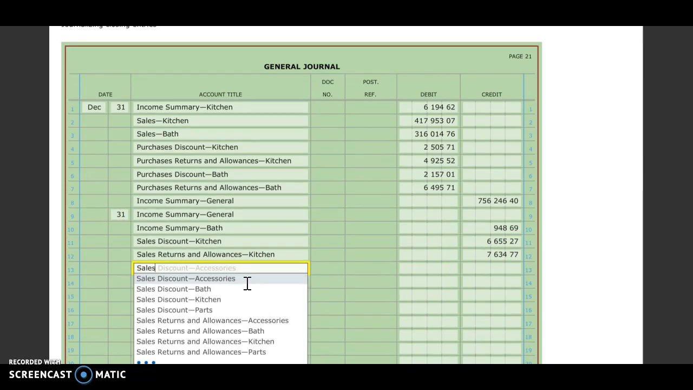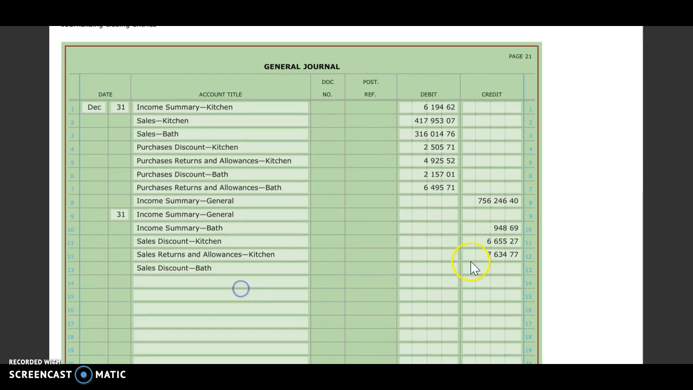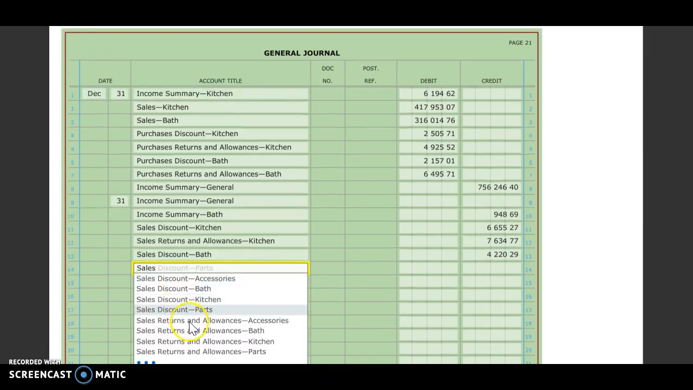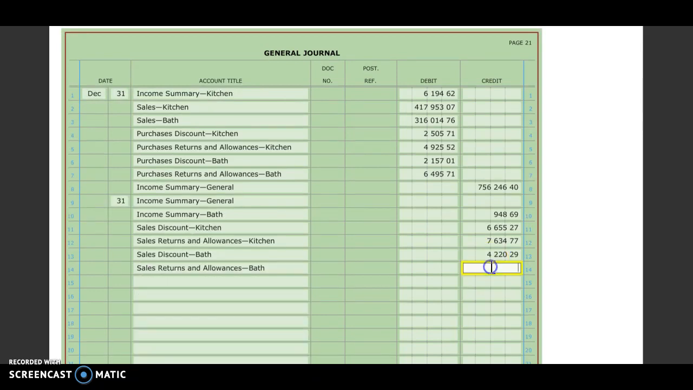Then I'm going to have sales discount bath, a credit of $4,220.29. Sales returns and allowances bath, a credit of $11,070.52.